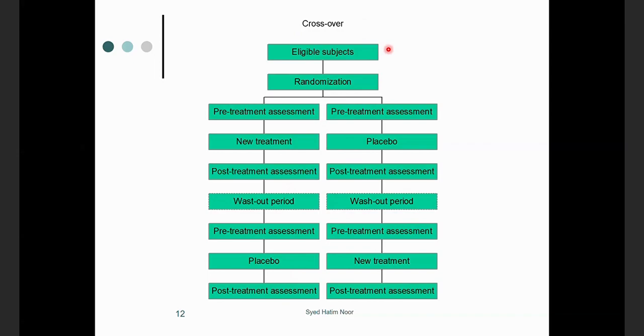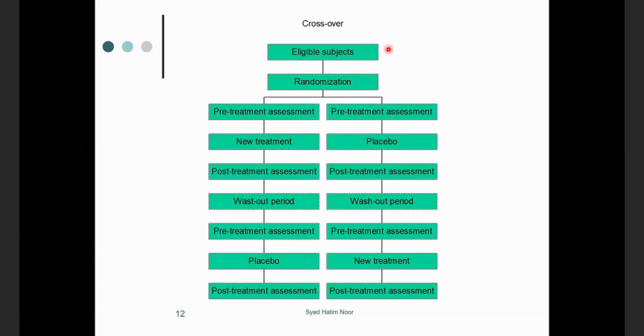So what is the advantage of a trial? Of course, a trial, as I said just now, is the gold standard. And then you will know the result, which one is better. So that is the trial. But there are disadvantages of using a trial.